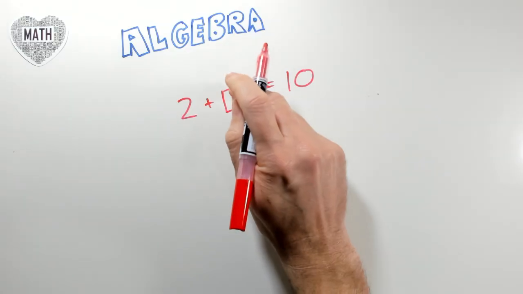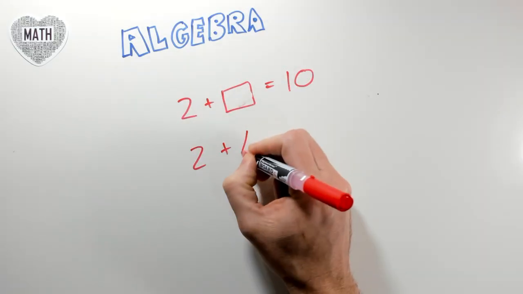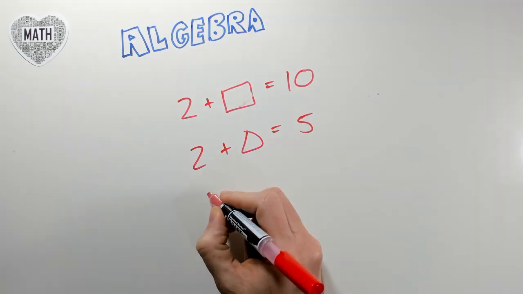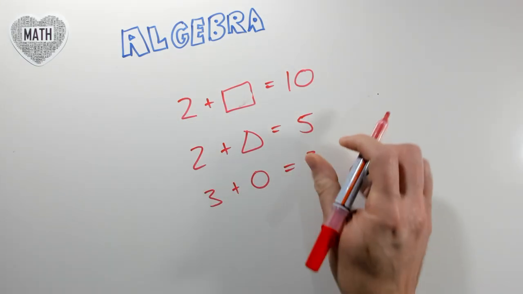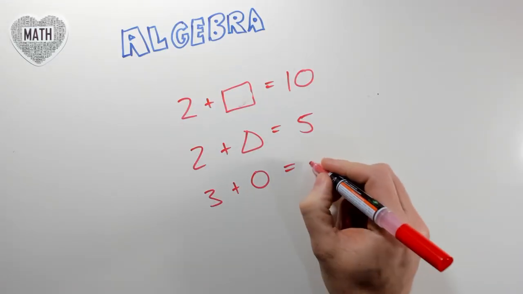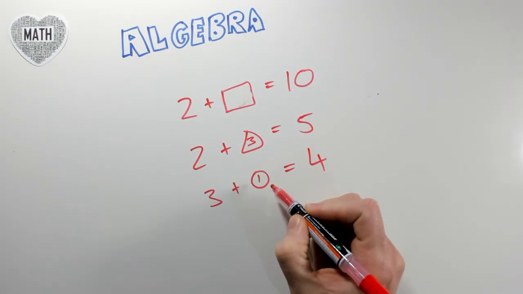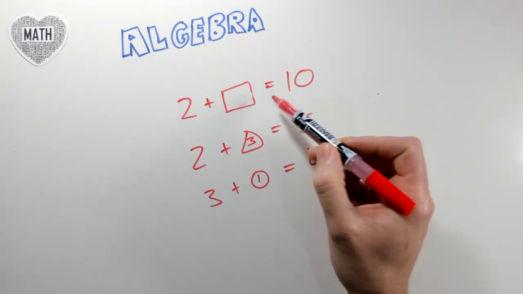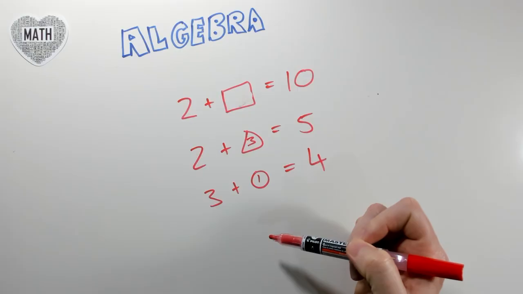Now, this little unknown block, or maybe they used triangles or circles. Okay, well, that's a silly one. It's just plus 0. Let's make that a 4. So you'll be like, okay, well, this has to be a 3, and then it has to be a 1. Now, you can see that we're going to run out of shapes eventually.